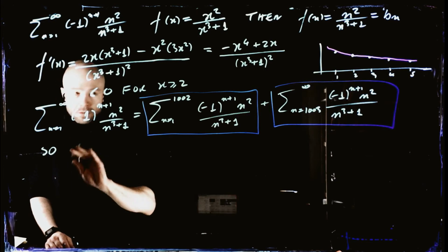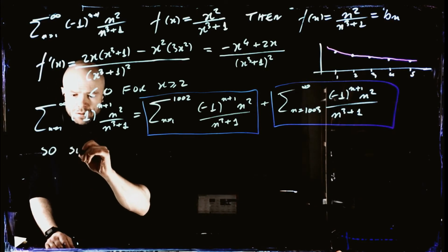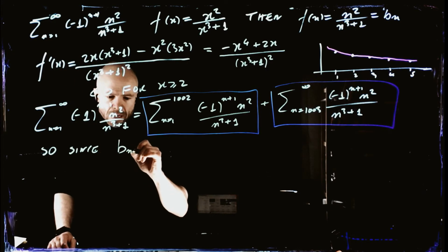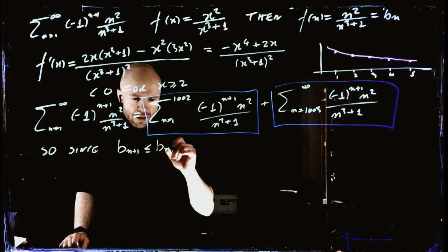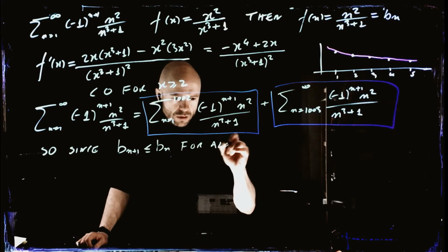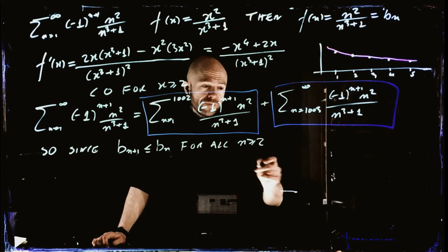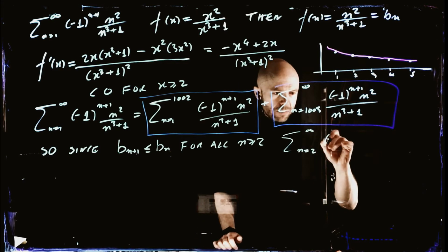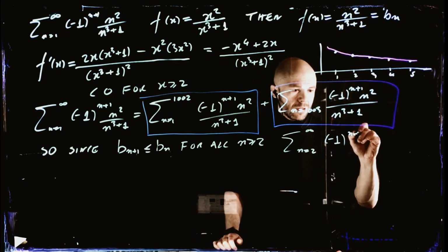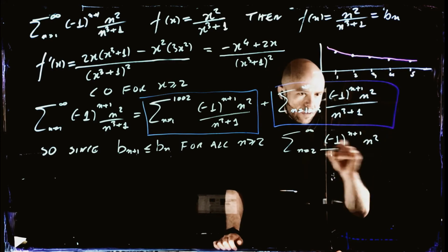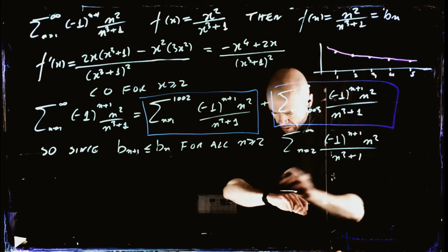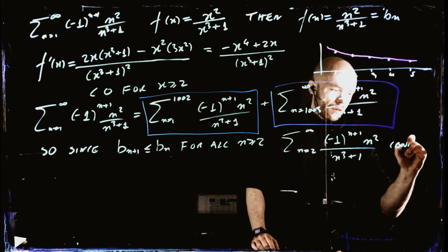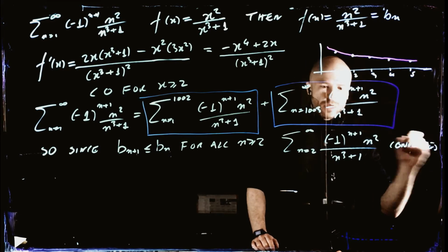So since b_(n+1) is less than b_n for all n bigger than or equal to 2, then the sum from n equals 2 to infinity of (-1)^(n+1) n squared over n^3 plus 1 converges. Oh, I'm overrunning. And we are all good.